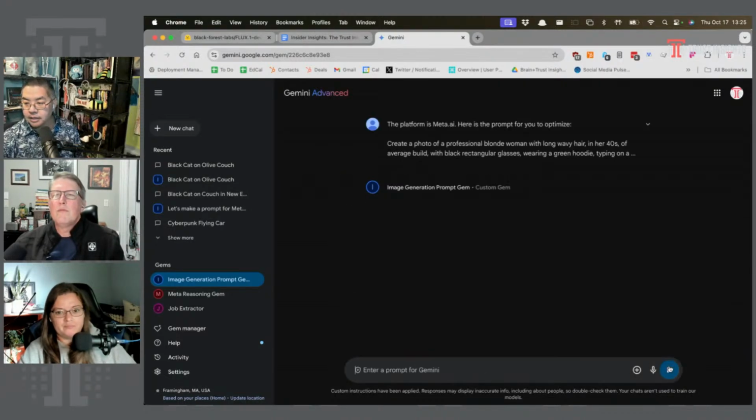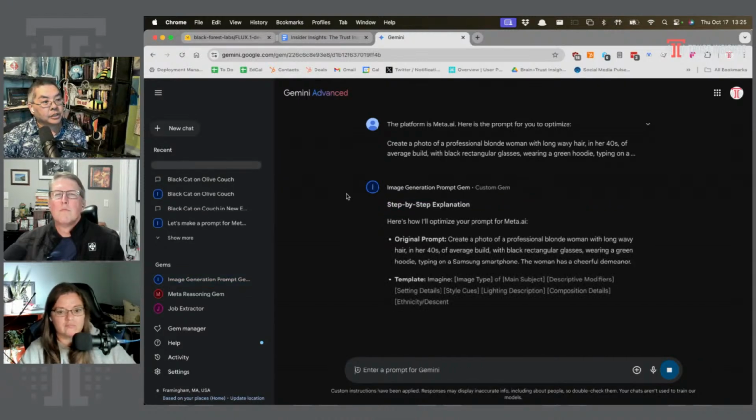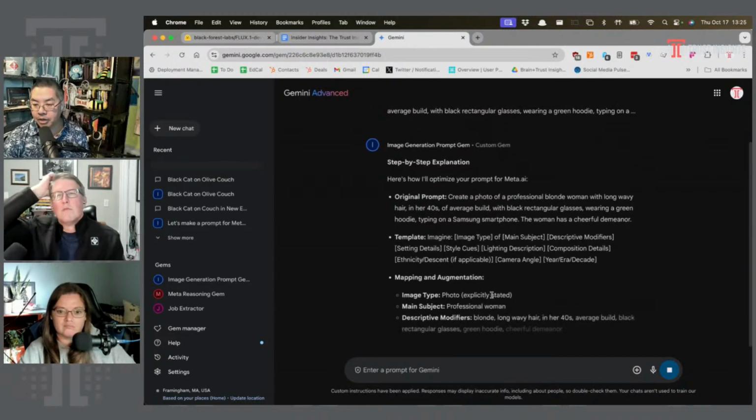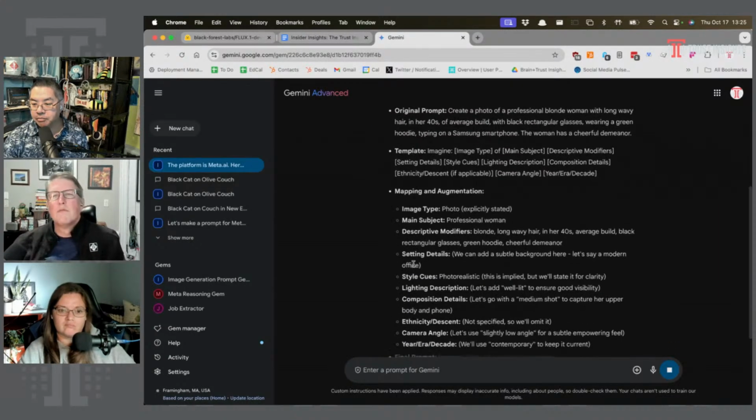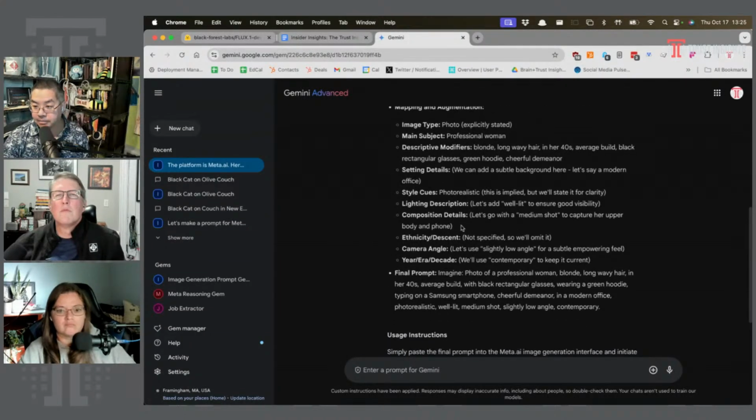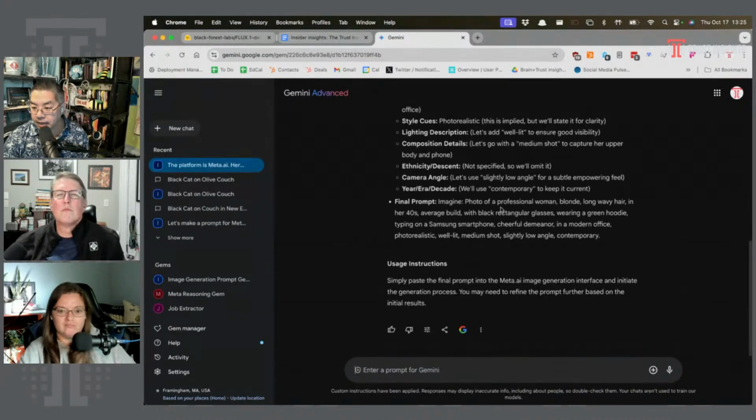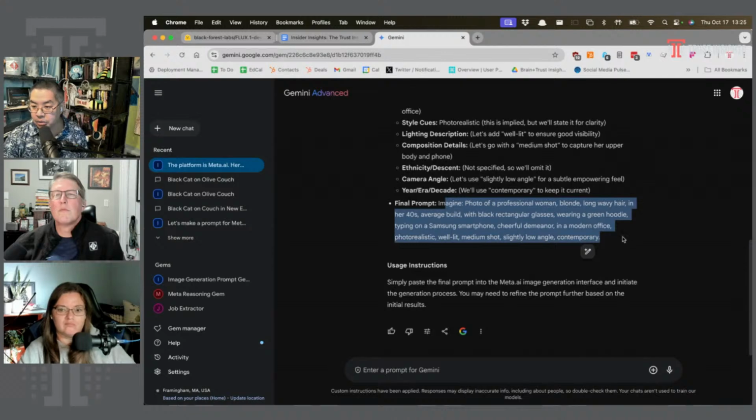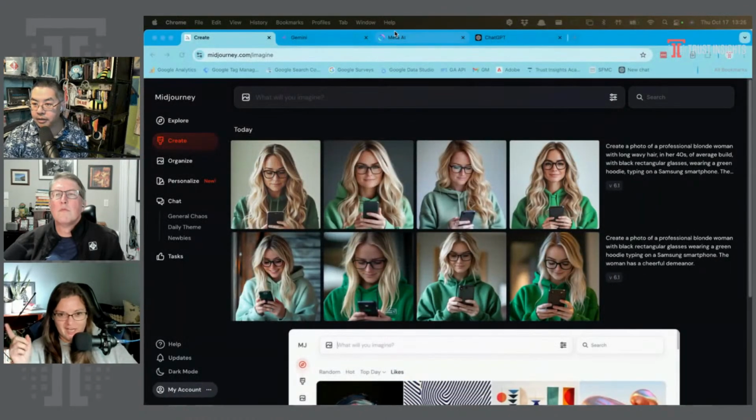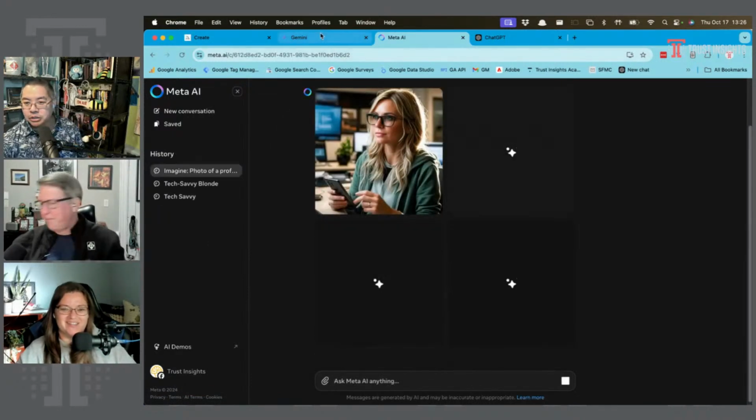Okay. And it's going to step through the process of what it knows. So the original prompt, here's the template: mapping and augmentation, explicitly stated main subject, descriptive modifiers, setting detail. It's a modern office. It's going to add in well lit, medium shot, ethnicity descent not specified, so we'll omit it. And then see, here's the final prompt. So this goes into Meta. So let's see if Meta's AI can do this well. But also, you hear that, ChatGPT? Well lit. Turn the lights on. Okay, so let's get that cranking.